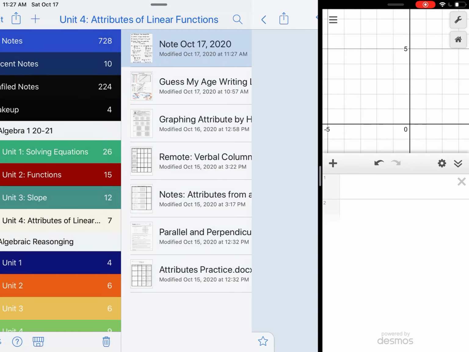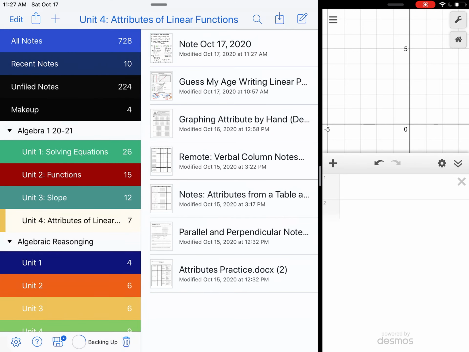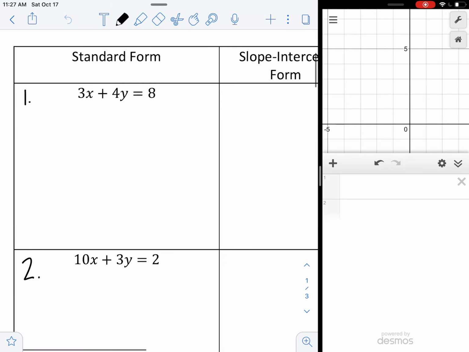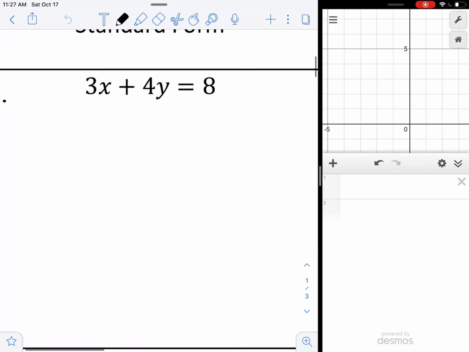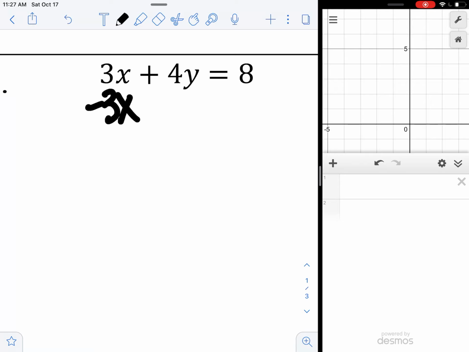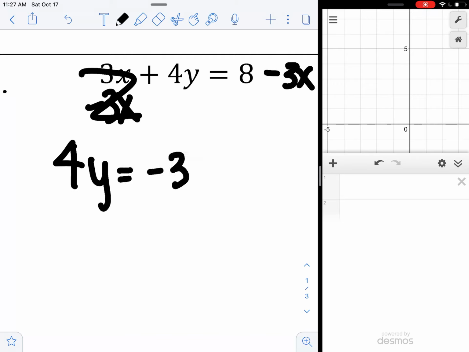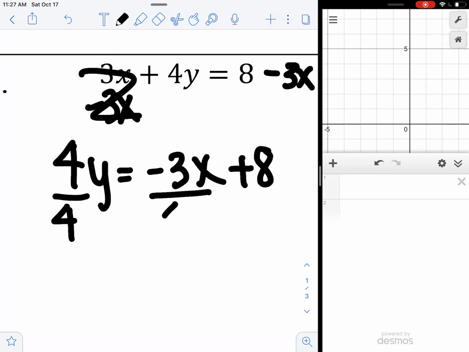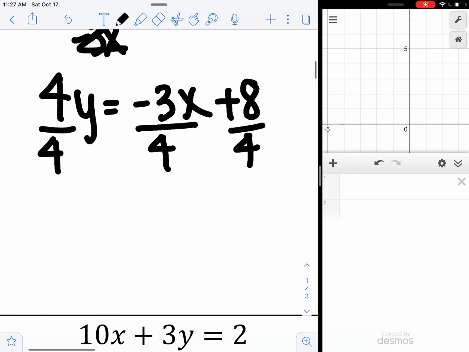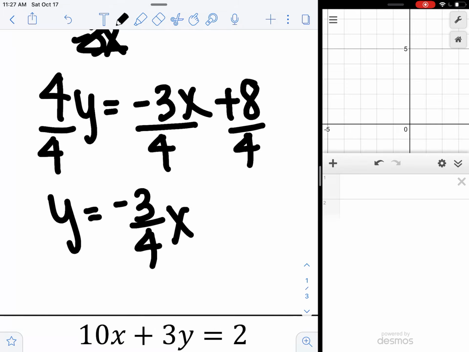So let me go ahead and show you what that'll look like. Taking a look at number 1, this is what your assignment's going to be like. You're trying to get y by itself. So we're going to start by subtracting that 3x over here and subtracting it over here on the other side. So you end up with a 0 pair here. You have 4y equals, switch them, -3x plus 8. Got to get y by itself, so we divide by 4 on both sides. And then we simplify. So y equals -3/4 x, because it doesn't simplify, and then 8 divided by 4 is going to be 2.